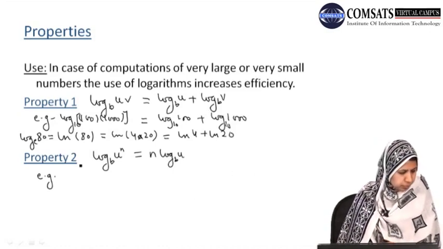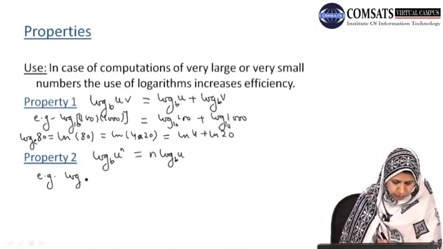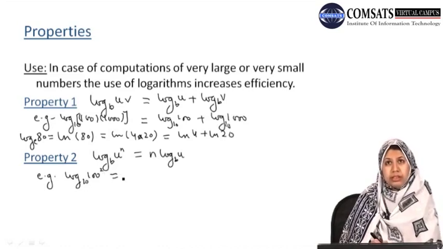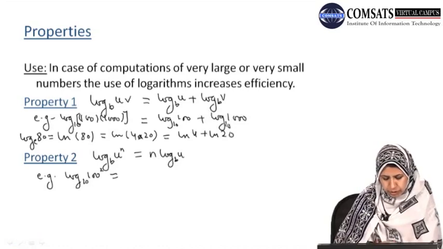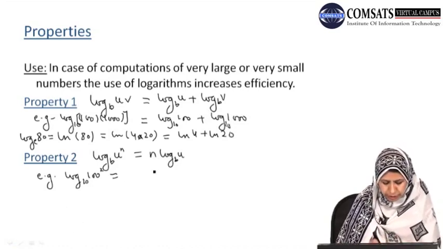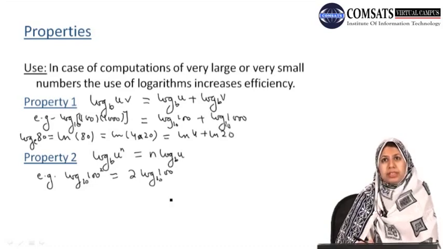For example, if we have log of 100 square to the base 10, then the power, the exponent, will come as the multiple, that is, it will be equal to 2 times log of 100 to the base 10.